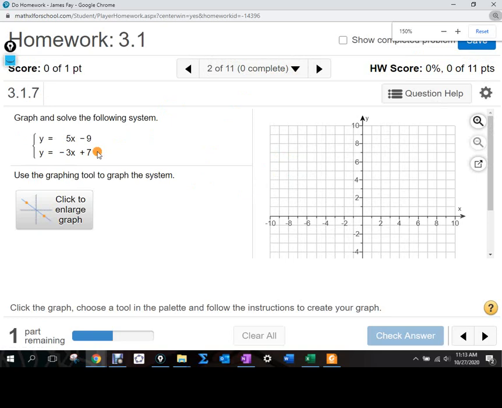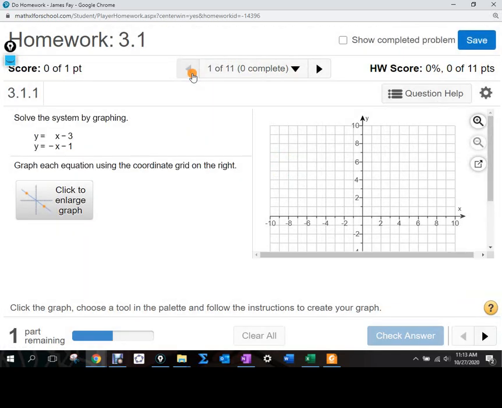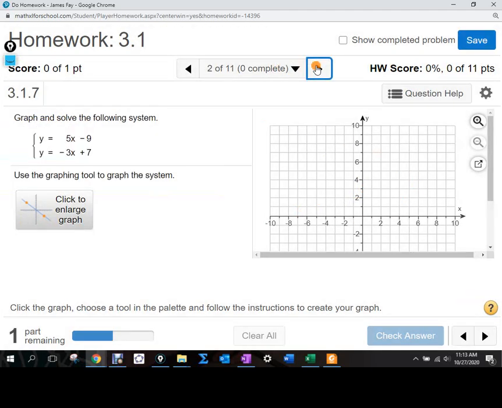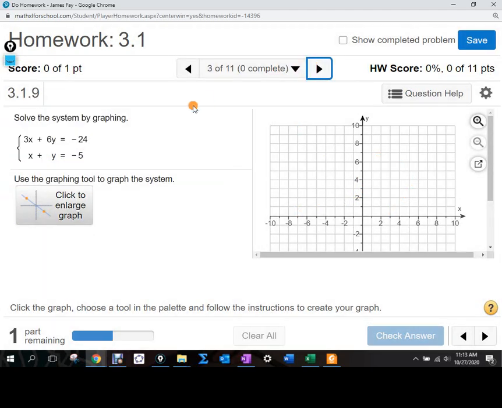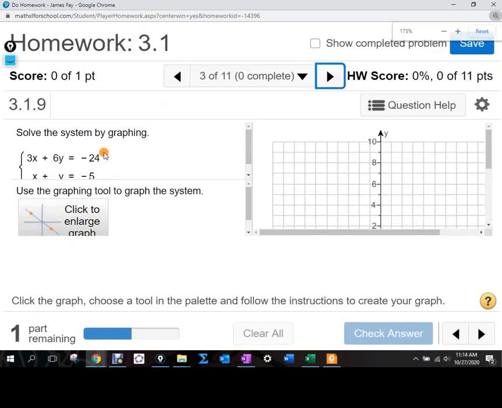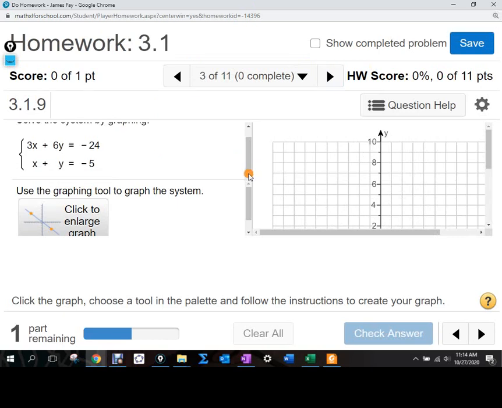Okay, so if we look at these first couple, they're asking you to graph these just like we've been doing by hand, right? Okay. They're y equals, that's good. Another one, y equals. These are different. Okay. So it's 3x plus 6y equals negative 24. And x plus y equals negative 5.